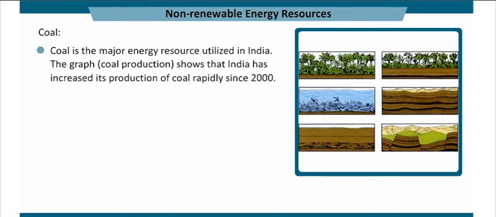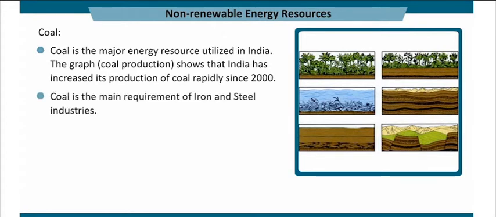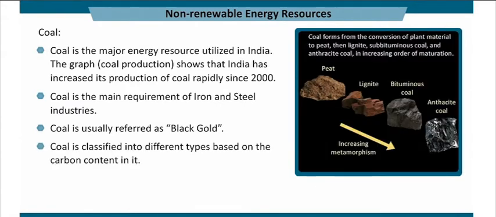Coal. Coal is the major energy resource utilized in India. The graph shows that India has increased its production of coal rapidly since 2000. Coal is the main requirement of iron and steel industries. Coal is usually referred to as black gold. Coal is classified into different types based on the carbon content in it: anthracite, bituminous, lignite, charcoal.